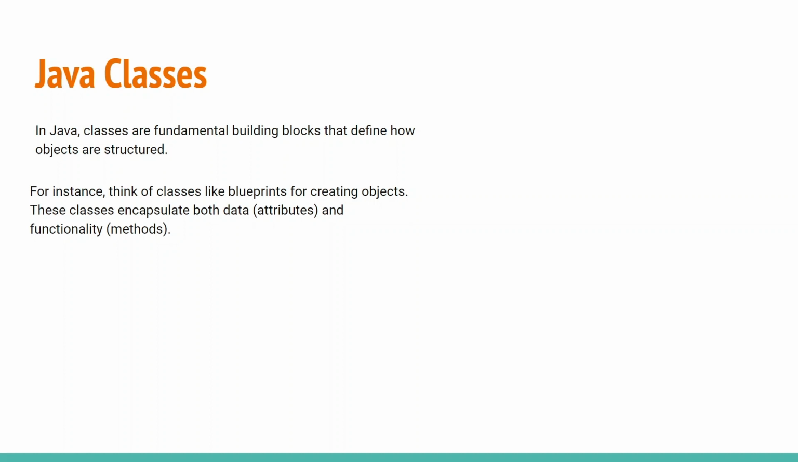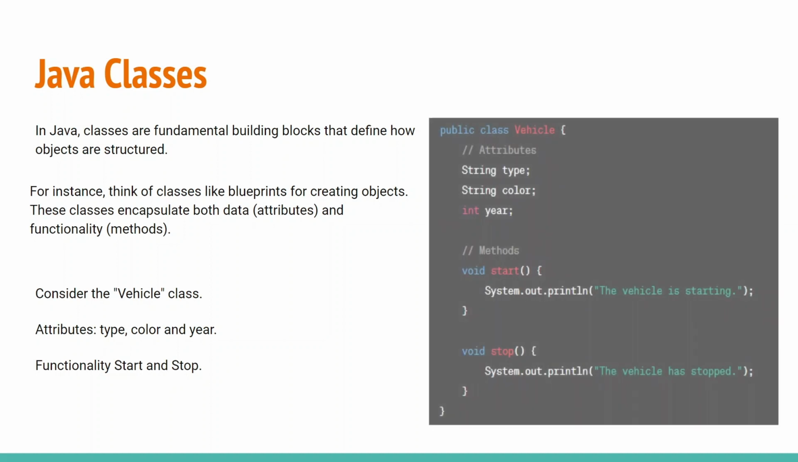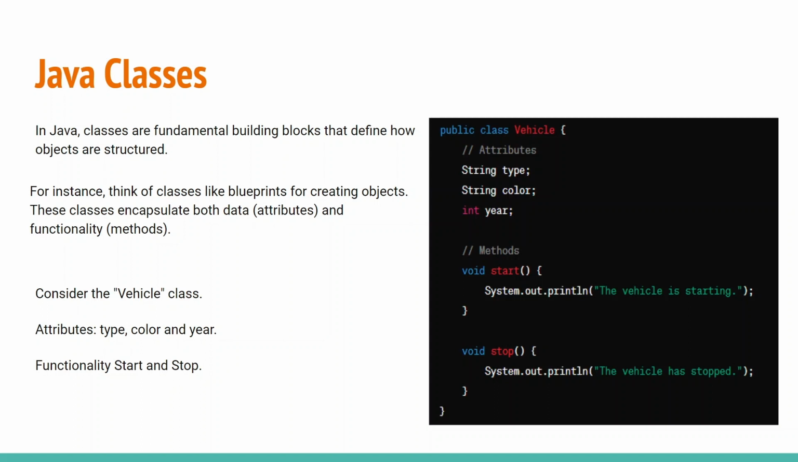To give another example, consider a vehicle class. It contains three attributes: type, color, and year. A vehicle can be a car or a truck, and it has two functionalities: start and stop. How do we represent this information in Java? Using public class Vehicle like this. On the right-hand side you can see these three are attributes and these two are methods. We are going to do a hands-on program and execute it so that you will be comfortable with it.